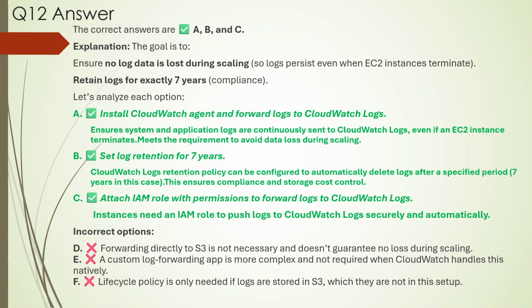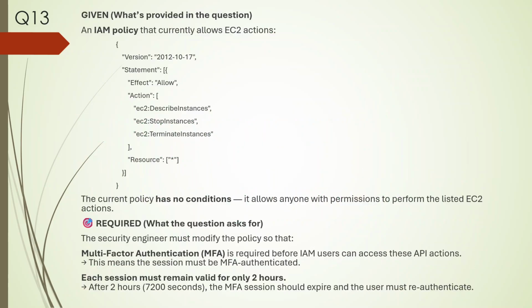The following options are incorrect. Forwarding directly to S3 is not necessary. It doesn't guarantee no loss during scaling. A custom log forwarding app is more complex and not required when CloudWatch logs handle this natively. A lifecycle policy is only needed if logs are stored in S3, which they are not in this setup.